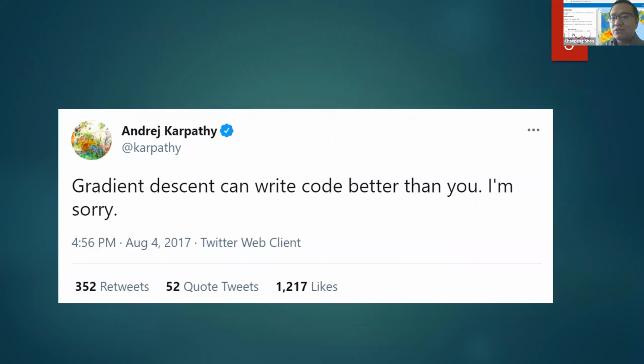I have another version of the title: gradient descent might be a better modeler. That is taken from the quote, gradient descent can write better code, from Andrej Karpathy, who is the head of the autopilot system at Tesla. Gradient descent can write better code than you, because it can optimize the system much better.